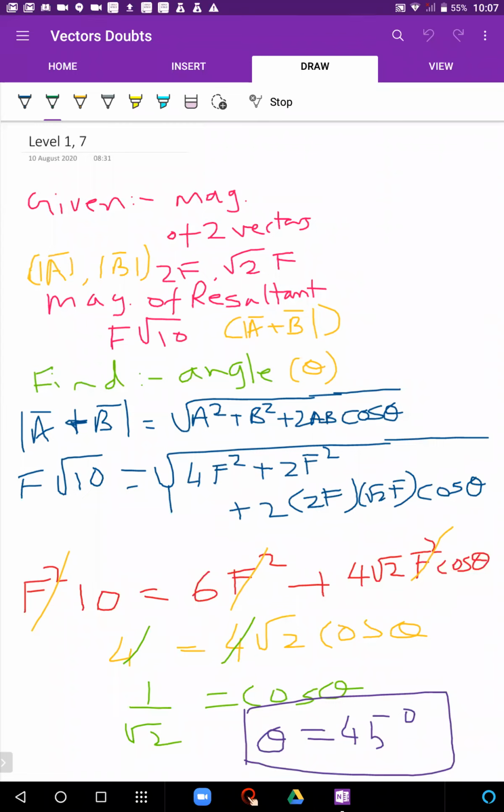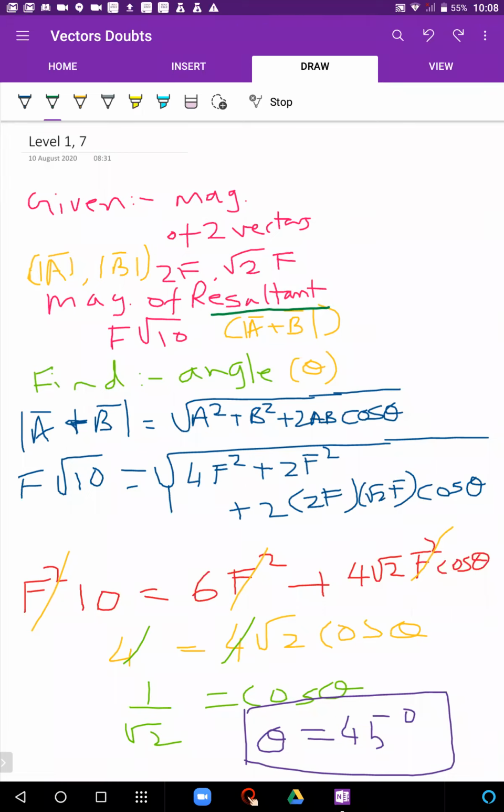Sometimes if you are stuck and have no idea what to do, rather than staring at the question, it is always good to list down what is given and what you need to find. Magnitude of two vectors, A and B, is given: 2f and root 2f. What else is given? Magnitude of the resultant is given.